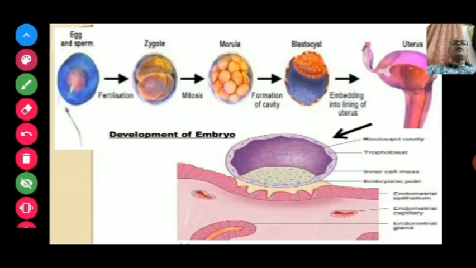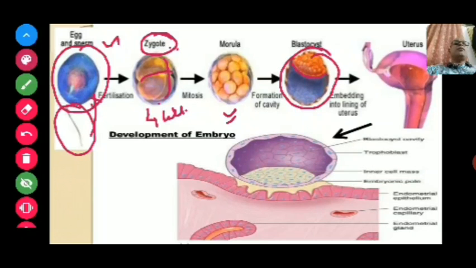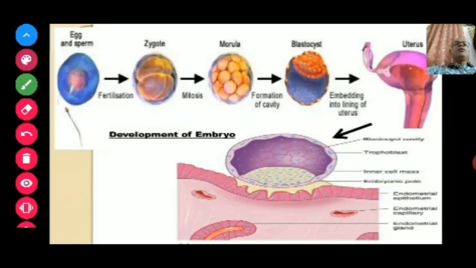Now the second point is the very beautiful diagram showing cleavage. First one is the egg, a single cell. After fertilization, with the sperm, it forms the zygote. In the zygote, division initially takes place. This is the 4 cell stage, here 16, maybe 32 cell stage. Here the cavity is formed and the blastocyst forms, and it descends down the uterus and becomes embedded into the lining of the uterus, and the rest of the process follows.